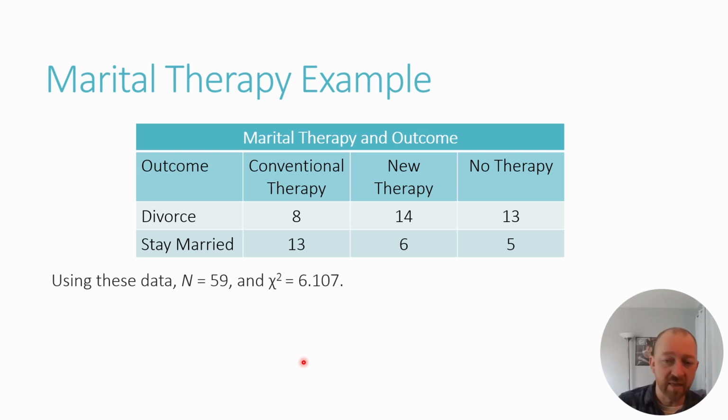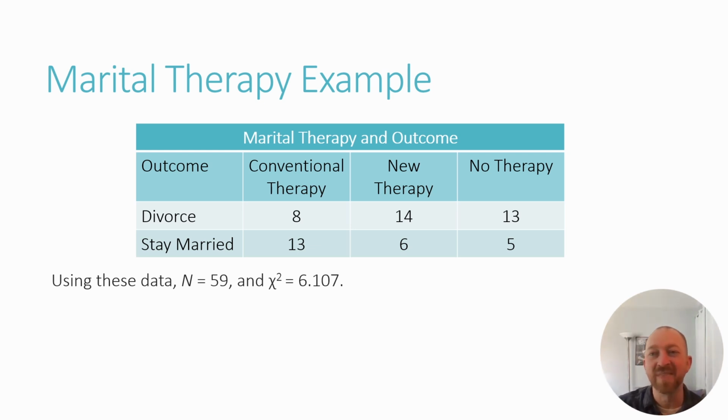Now, of course, you can do the math and check this out, but there are 59 observations, meaning there were 59 couples in my research here, this made-up research. So let's imagine it's a relatively small study, or at least you had fewer resources to spend on couples. And then the chi-squared value for these data is 6.107. Okay, so again, you can do the math and check that out. By the way, if you find something different, please do let me know.